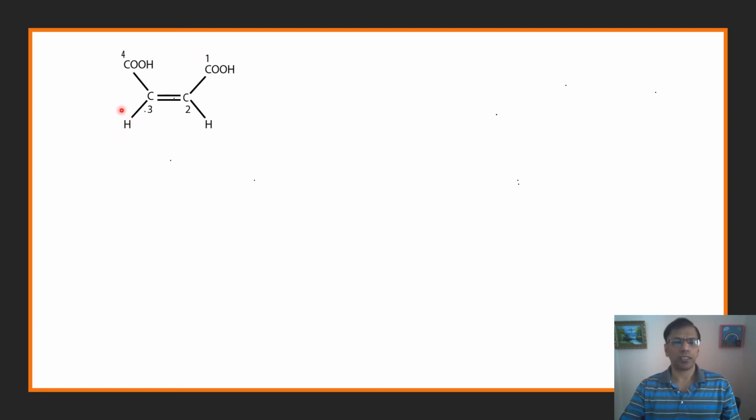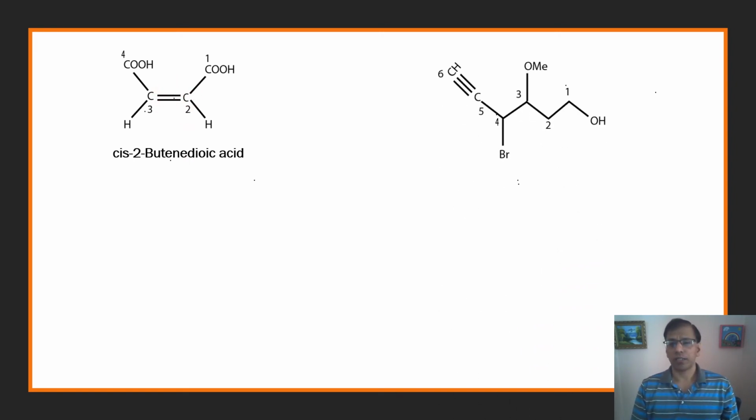So both the carboxyl groups are on the same side of the double bond, and so it's called cis. So this compound is named as cis-2-butenedioic acid. Now we add the word di in front of oic because there are 2 carboxyl groups, and the 2 carboxyl groups are cis, and the double bond is located on carbon 2. So you use 2-butene. The ene represents that there is a double bond in the molecule. Let's look at another example.